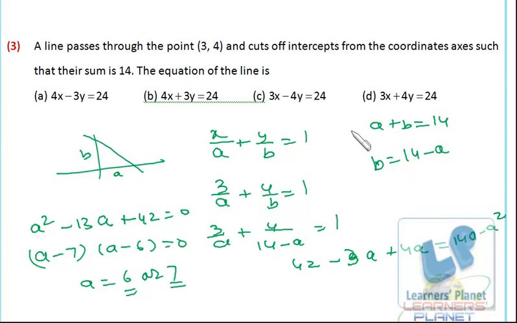So we need to choose from the options which one is there, so that you can do on your own, I hope. Okay.